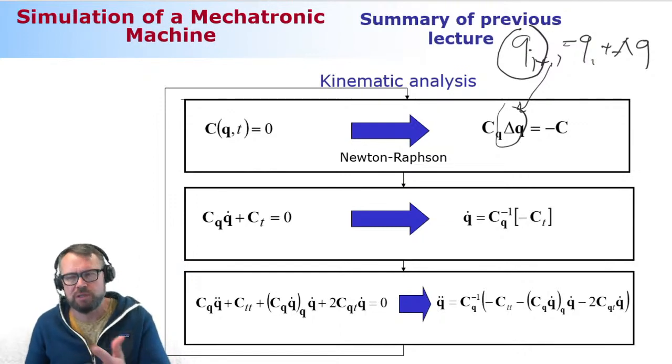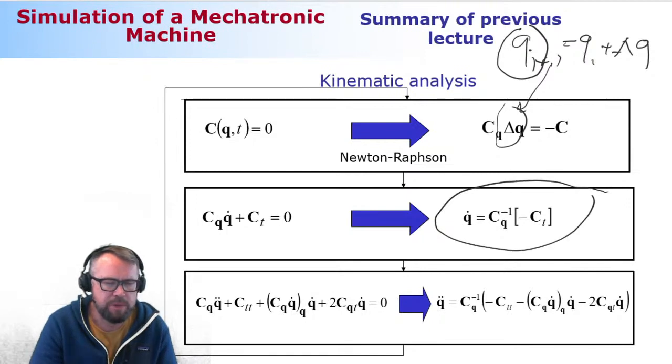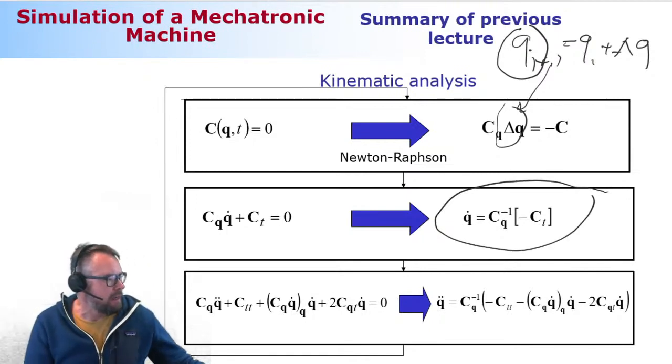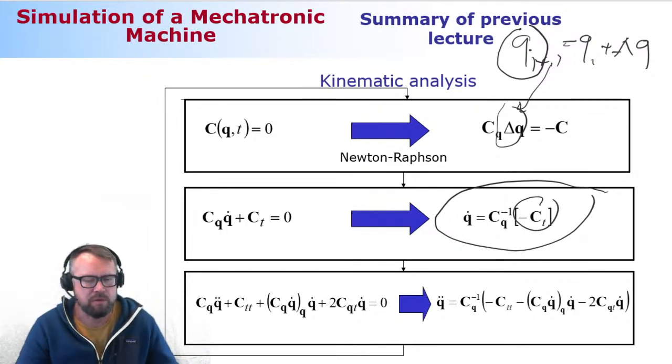Okay, the next step is the velocity level, which is simple. That's a substitution. You're basically substituting the information for the Jacobian matrix and the equation of constraints differentiated once with respect to time. So this is that component.